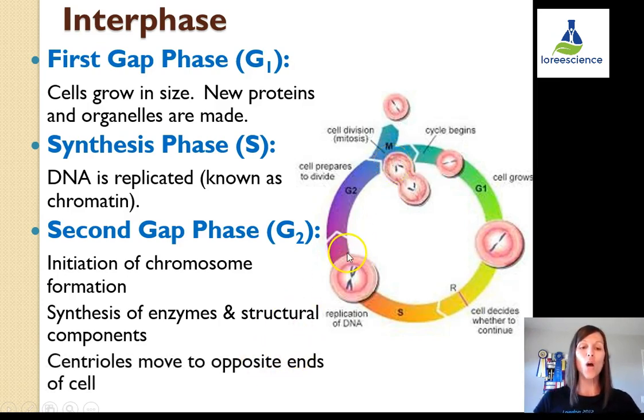And centrioles move to opposite ends of the cell. Centrioles are components that are going to be required to actually pull those chromatids apart and allow them to separate into two cells.